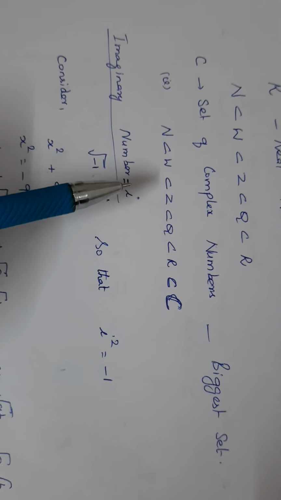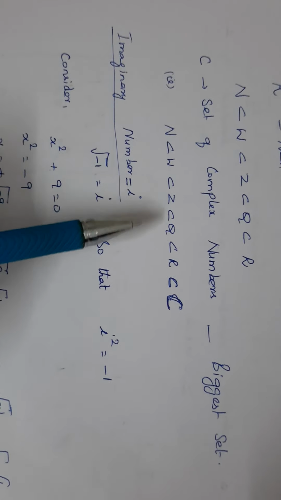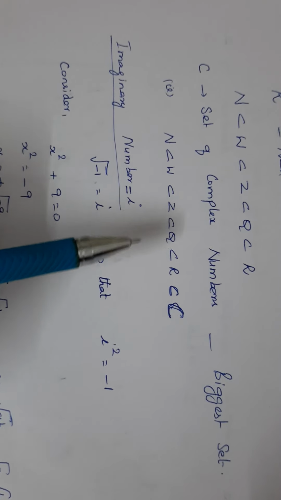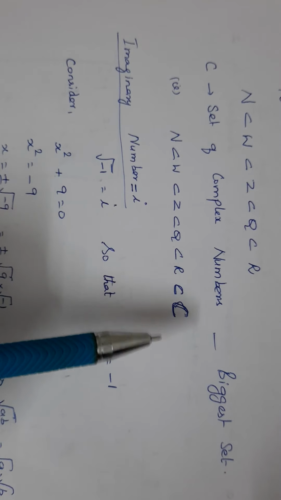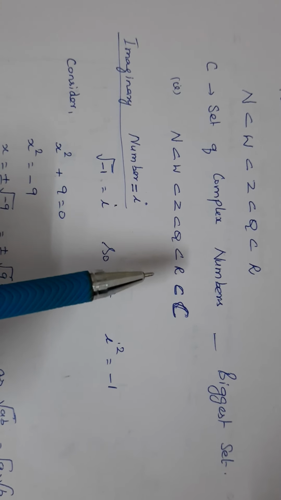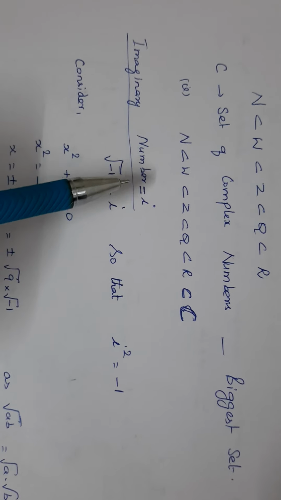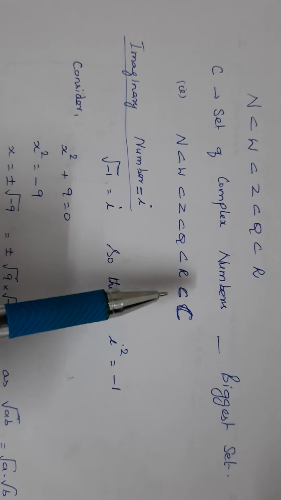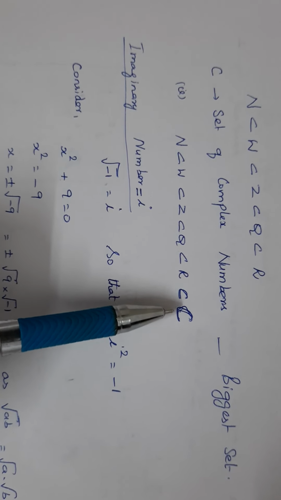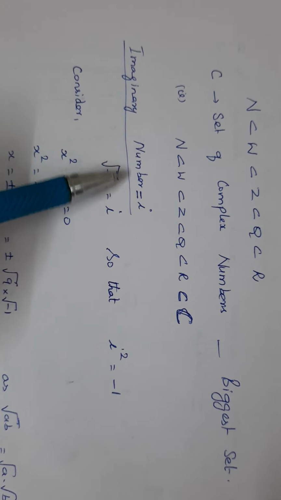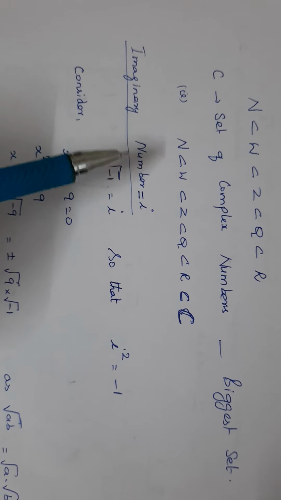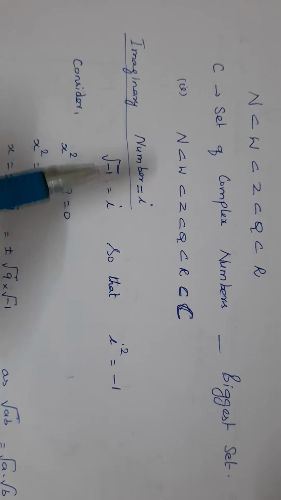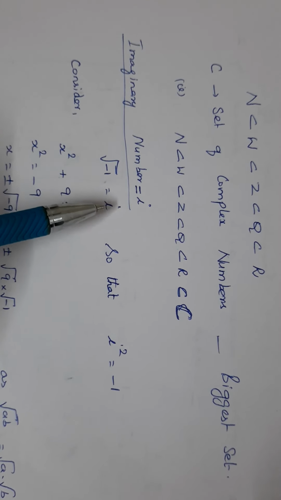So students, you have studied how to find the square root of positive numbers, but you have never heard about the square root of negative numbers. So for that, let us see a number called imaginary number, which is denoted by i. Before reading about complex numbers, first of all we have to learn about this new number called imaginary number, which is denoted by i. So what is this i? Square root of -1 is denoted by i.